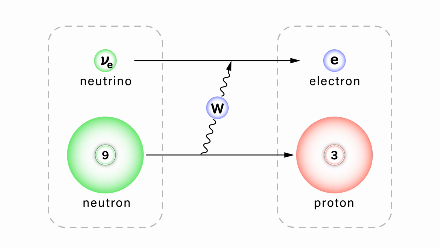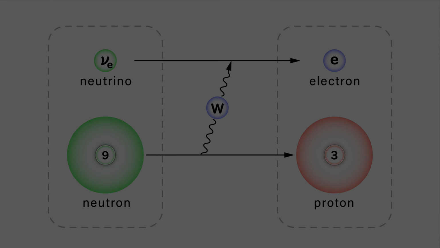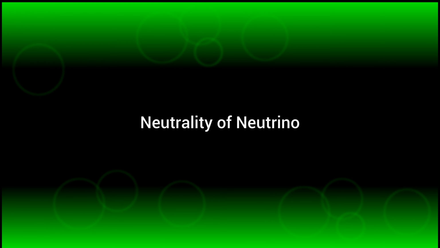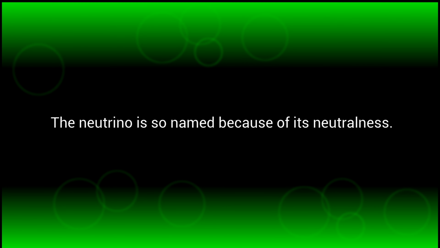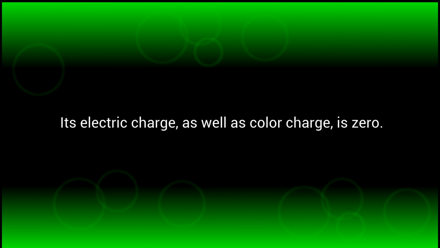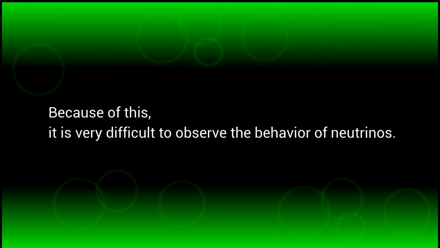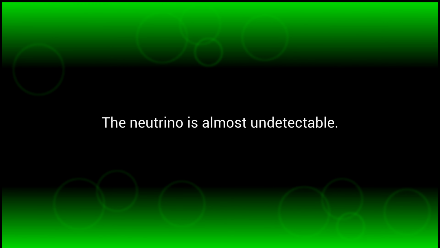With that said, in order to experience the perspective of another person, the perspective of I, or the sense of my own identity, needs to be set aside. It is the characteristic of a neutrino, as we will see. The neutrality of neutrino. The neutrino is so named because of its neutralness. Its electric charge as well as color charge is zero. Also, its mass is almost zero. Because of this, it is very difficult to observe the behavior of neutrinos. The neutrino is almost undetectable.